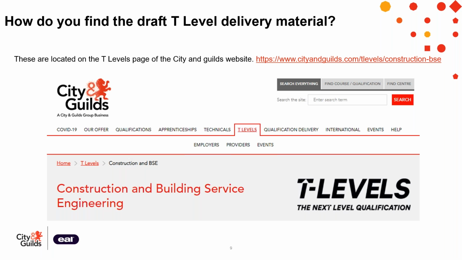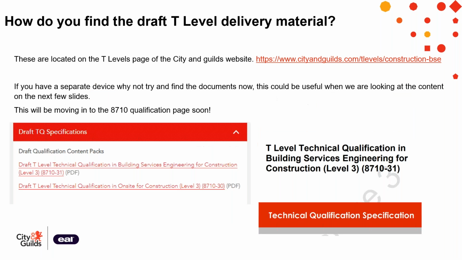Thanks for that, everybody. Right, let's carry on with the presentation. So how do we find the T-level delivery material? These are located on the City and Guilds T-level page. We've just put a little snip there from that T-levels page, and as you can see, you've got your T-levels there, your drop-down box with employers, providers, events, etc. So on the actual T-level page, you've got various drop-down boxes. The one you need for the actual draft handbooks is the draft TQ specifications tab. That's the draft technical qualification specifications.